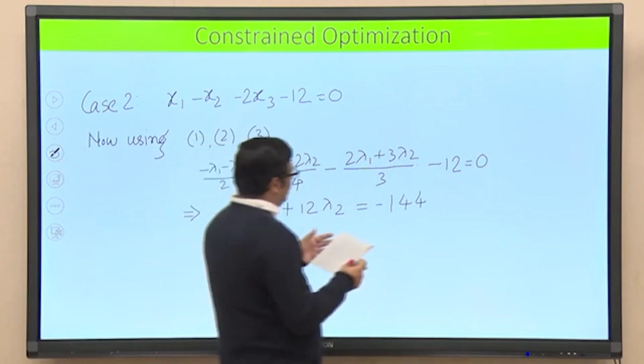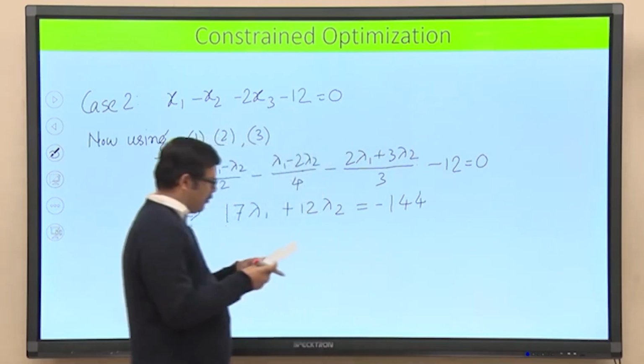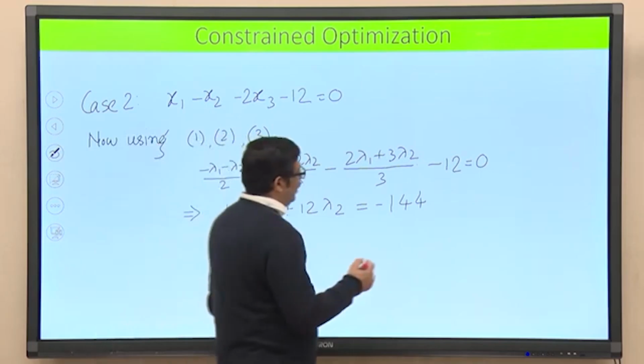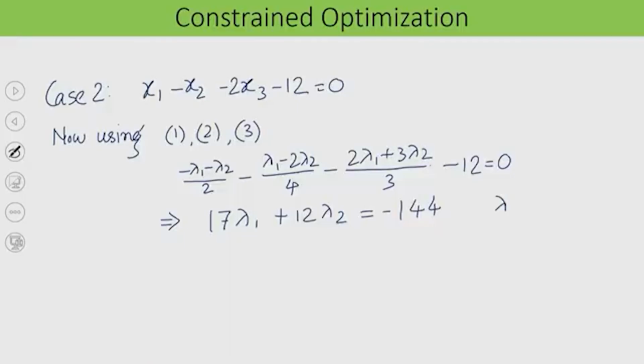As per equations 8 and 9, lambda 1 should be greater than 0 and lambda 2 should be greater than 0, but here lambda 1 and lambda 2 cannot be greater than 0. Therefore, this is not a feasible solution. So, it is not satisfying the Kuhn-Tucker condition. So, then what is the possible solution?